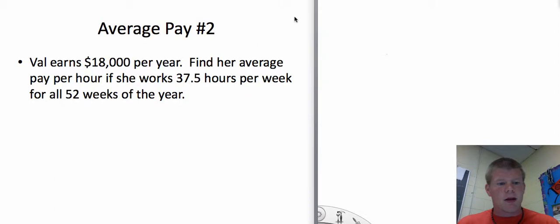In this problem, we are looking for the average pay per hour. That's our final answer. With the information we have right now, her pay per year, how many hours she worked per week, and how many weeks there are in a year, we can't figure that out yet, so we have to do some multiplication. I need to figure out how many total hours she worked in the year.